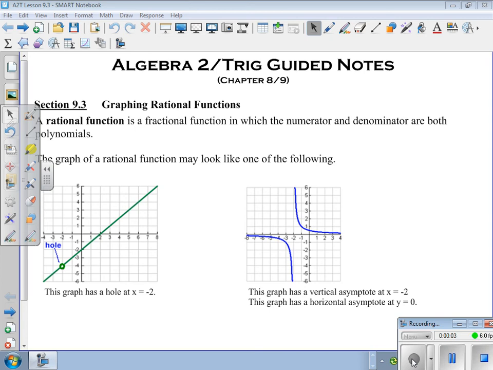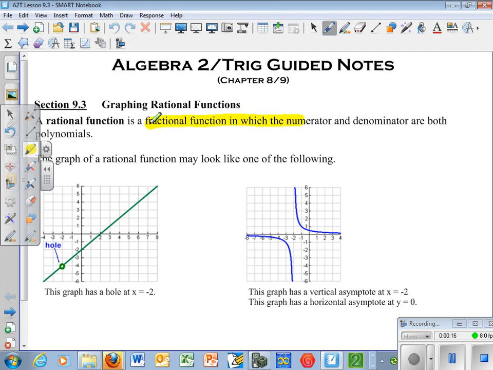In lesson 9.3 here, we're going to look at graphing rational functions. First of all, let's define what a rational function is. It is a fractional function in which the numerator and denominator are both polynomials, which usually involves having a variable in both of them, sometimes only in the bottom, but for sure in the denominator. Many times it'll be both in the numerator and the denominator.